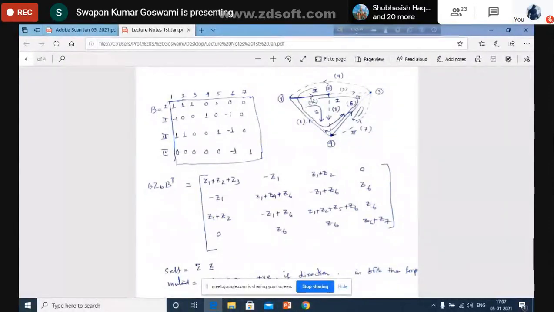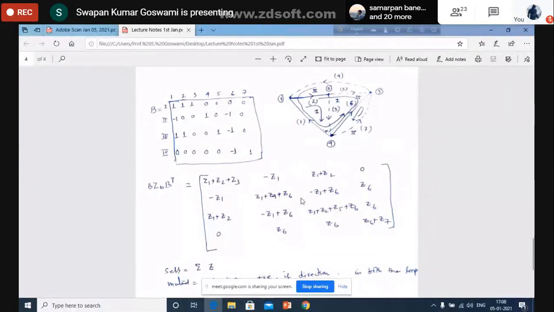Through element 2, this is the direction of the loop current, this also is the direction of the loop current, both are in the same direction, so that is also positive. That means through this element both the loop currents are in the same direction, so it is positive. Between loop 1 and loop 4 there is no common branch, so that is 0. The impedance matrix is a symmetric matrix, so Z12 will be equal to Z21, Z13 will be equal to Z31, Z14 will be equal to Z41.